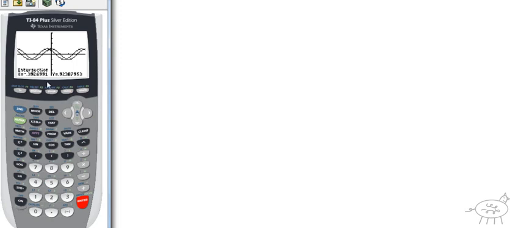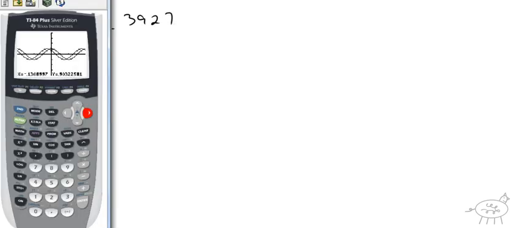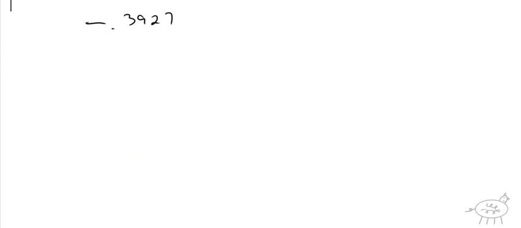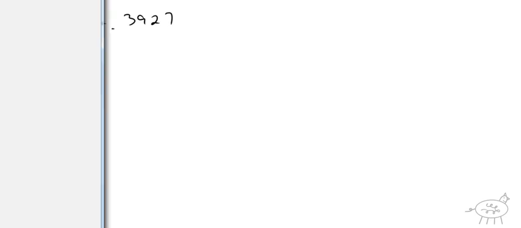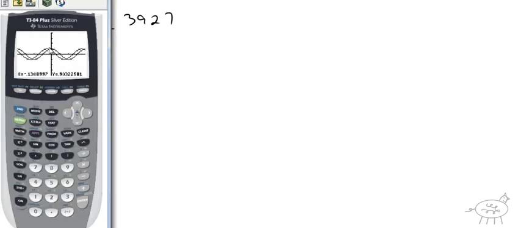Okay, and it says negative 0.3927. Right? Negative, so let's write that down. Negative 0.3927. Okay, so think logically, math fans. This is one intersection. The calculator is giving you this guy right here, right? What is this one? How far is that away in terms of radians?